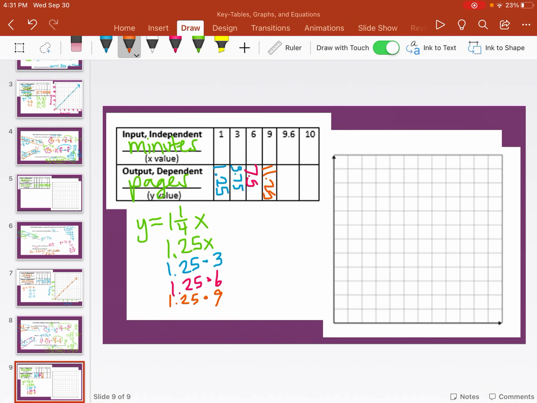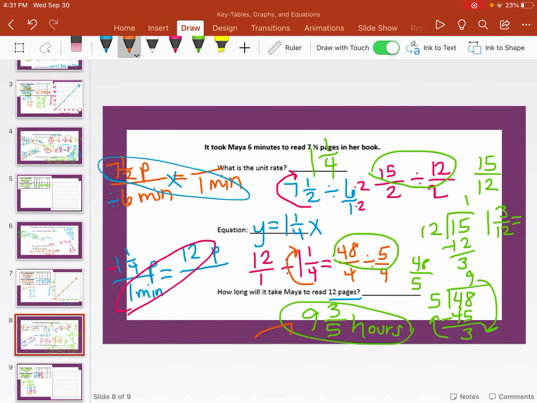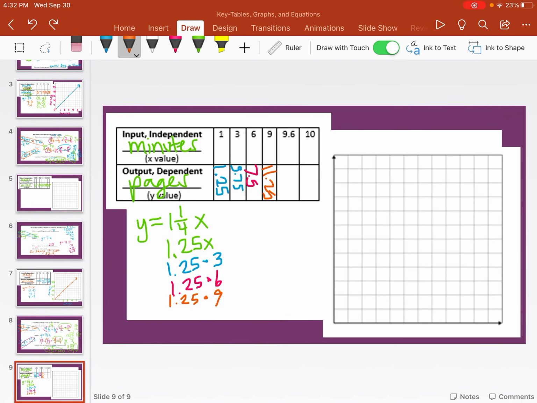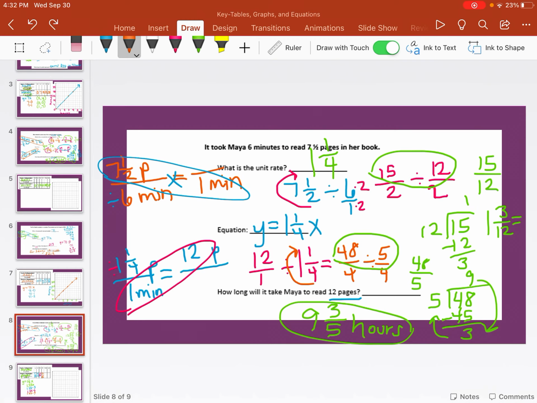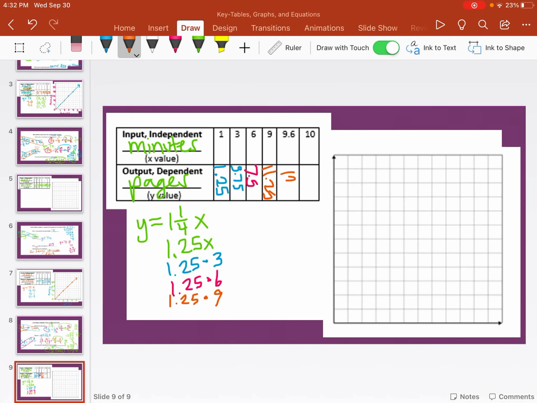9.6, that seems random. We could multiply it right now, or really, that's what we just did right here. The 9 3/5 is 9.6. So we already know that that is for 12 pages. And then 10, 1.25 times 10. If you know the trick, you can just move your decimal over once, or I can show you here. We will get 5, 2, 1, and put that decimal back in right here. So we're getting 12.5.